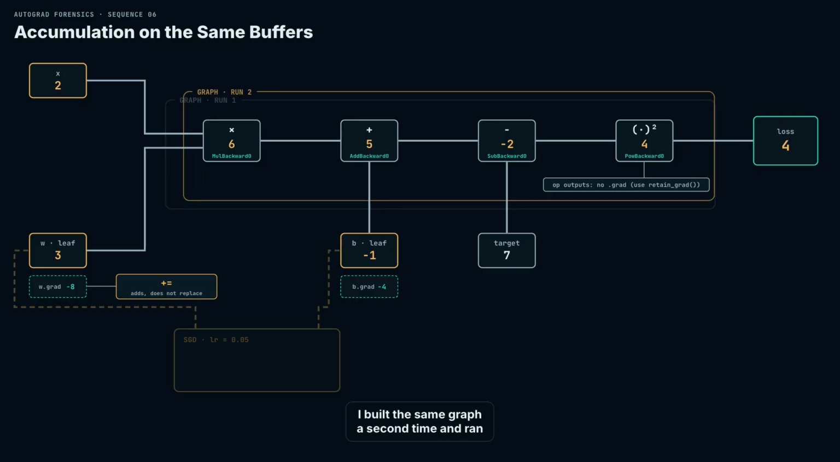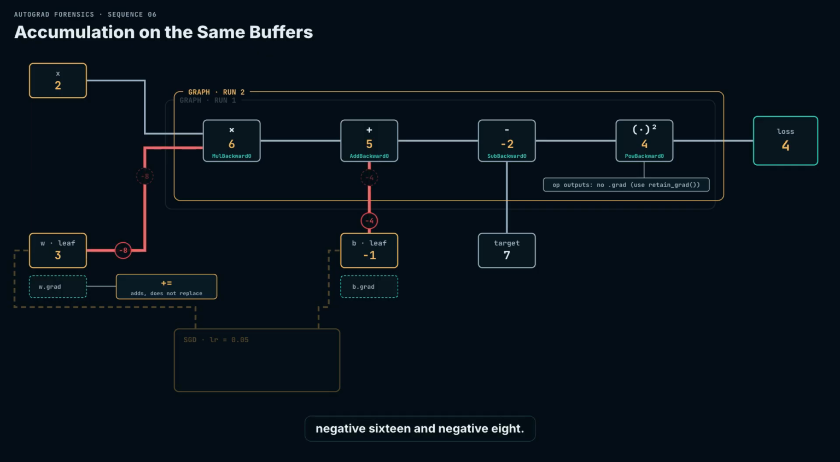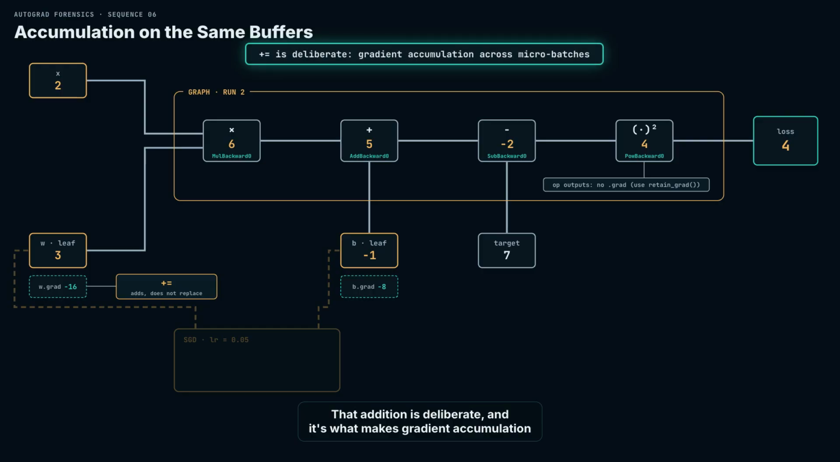I built the same graph a second time and ran backward again without clearing. The buffers went from -8 and -4 to -16 and -8. The second graph's root was a different object. That was a rebuilt forward pass, not a second walk through the first one. That addition is deliberate, and it's what makes gradient accumulation across micro batches work.